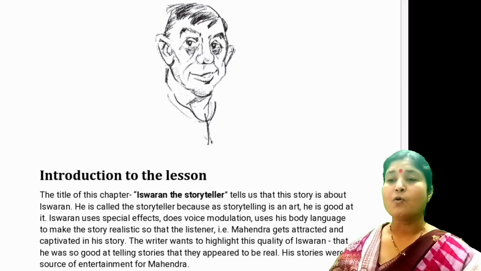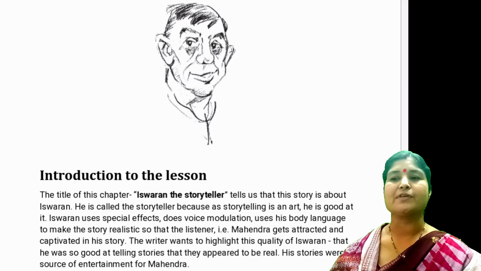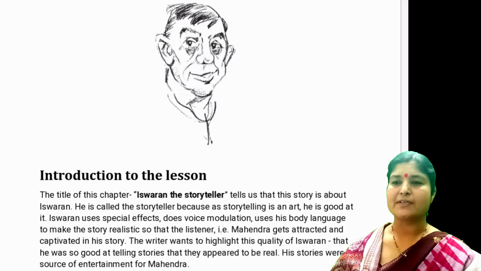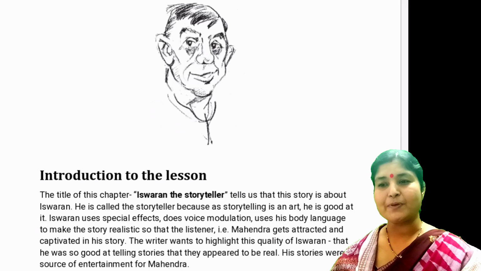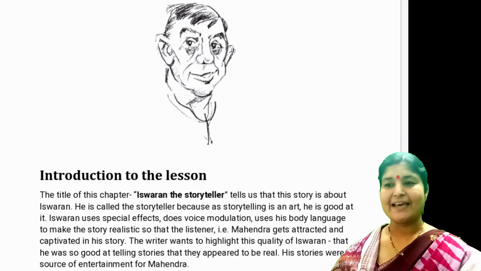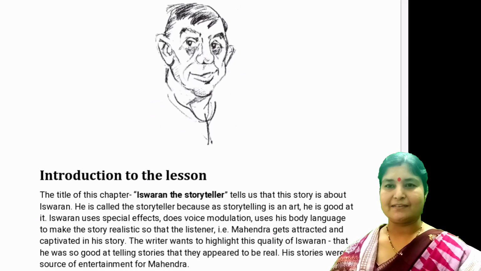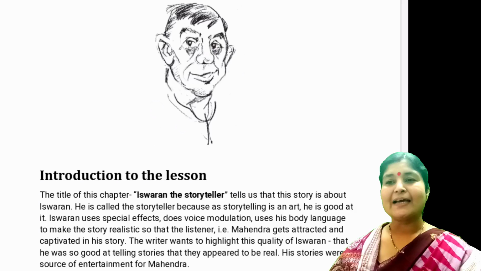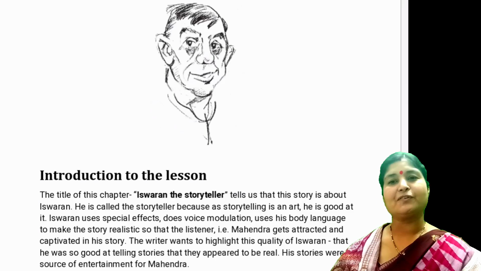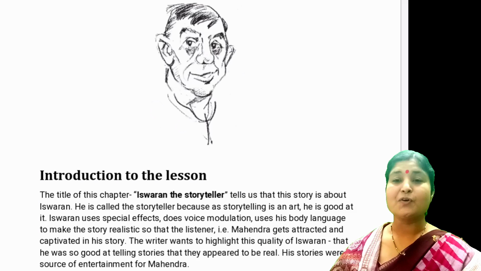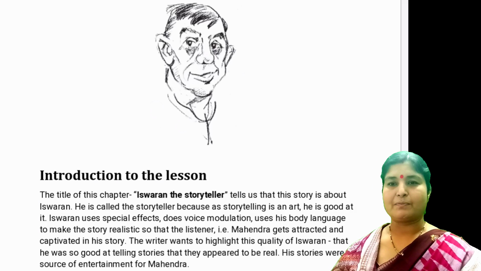The writer wants to highlight this quality of Iswaran, that he was so good at telling stories that they appear to be real. His stories were a source of entertainment for Mahendra. Okay, this is the introduction to the lesson. So next, we are going to discuss paragraph wise. Let's go to your first paragraph.